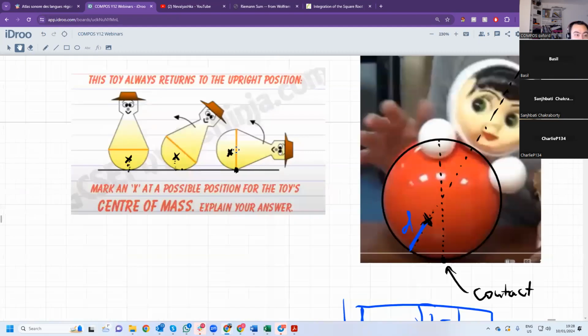Now, I want to add some, so this is the toy, and this is the center of mass. So I know that this distance is D, and this distance is R. So this is D, and the whole thing is R. I want to add some blue tack to this point, and I want it to lose contact. Effectively, I want to move the center of mass from this position to the center of this sphere.